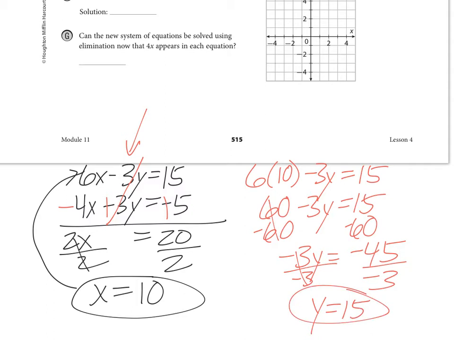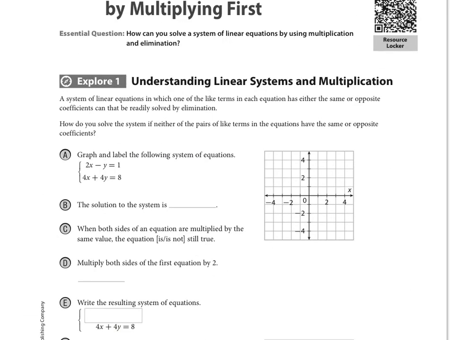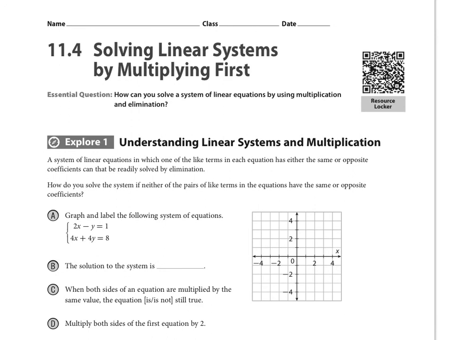So that's lesson 11.3. Now sometimes the variables here are already opposite, so all you do is just combine them and they cancel out. But if they're not, if they're the same sign, then you have to multiply by negative, or the book describes it as subtracting. This lesson is exactly the same thing, except you have to multiply by things other than a negative 1. You may have to multiply both equations or one equation. So that's what we're going to do here.